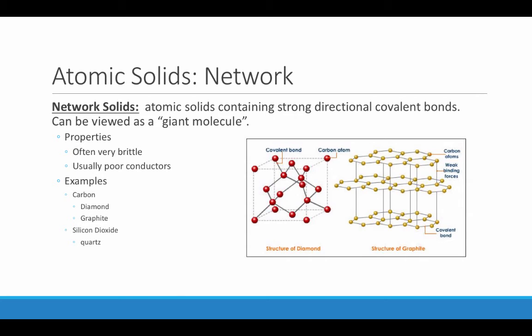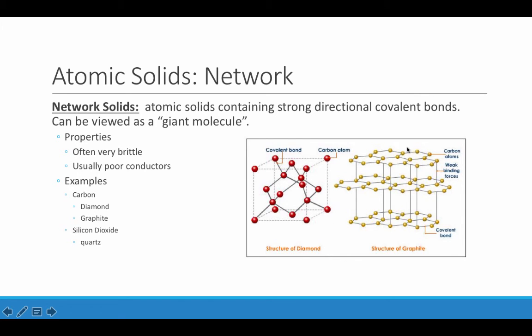Here we see the structure of diamond and of graphite. Notice that each atom is covalently bonded to another atom. These bonds are directional, meaning the atoms can't move around one another, and they're very strong. Also note that this solid will continue to expand in all directions as more atoms are added. Therefore, there's no single repeating molecular unit. This is why it's often thought of as a giant molecule.